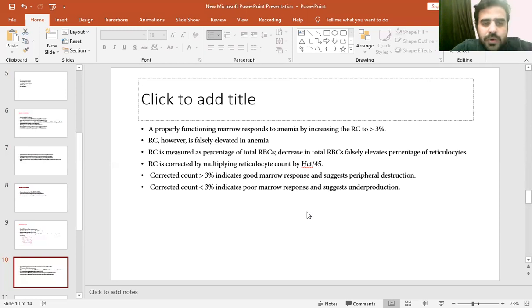So how are you going to correct the count? You are going to multiply the reticulocyte count by hematocrit and divide it by 45. Hematocrit, what actually is hematocrit? It is the proportion of RBC in the blood. So if after correction the count is more than 3%, it will indicate a good marrow response and it will suggest that there is peripheral destruction going on. If the corrected count is less than 3%, it will indicate a poor marrow response and it will suggest underproduction.